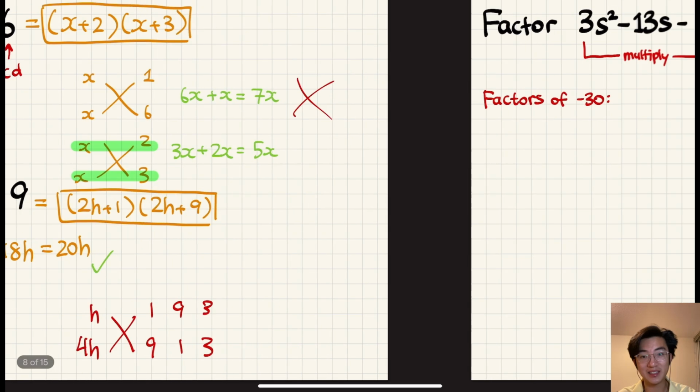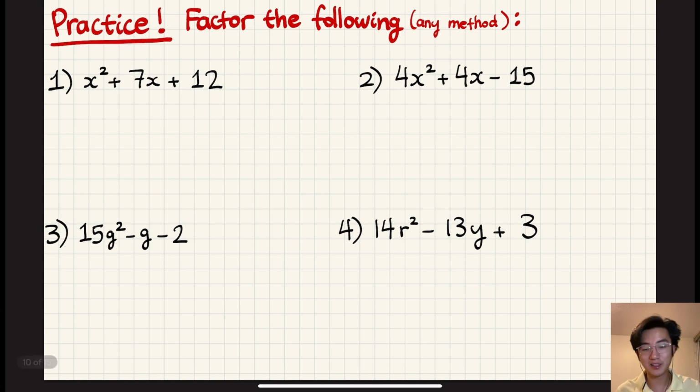Okay, so with that being said, let's do some practice questions here. So with all of those questions, let's try to factor with a crisscross method. We'll go over decomposition in a bit. Okay, hope you pause the video and have some time to practice.